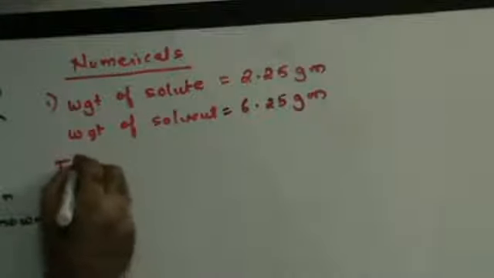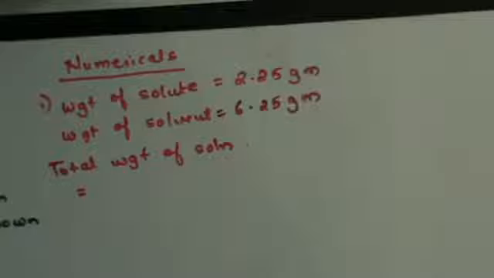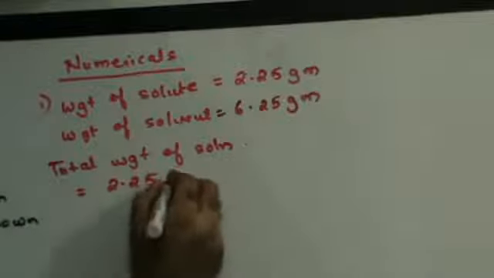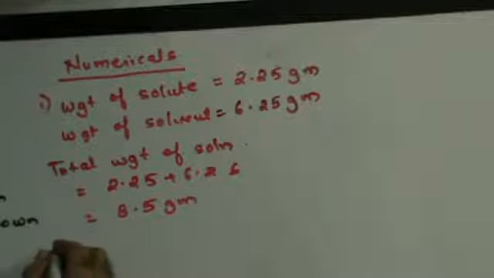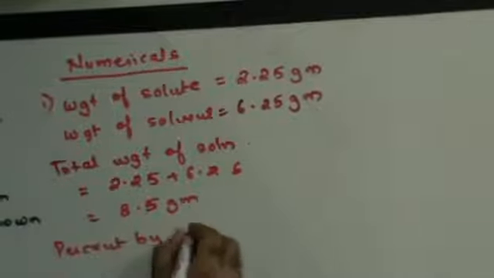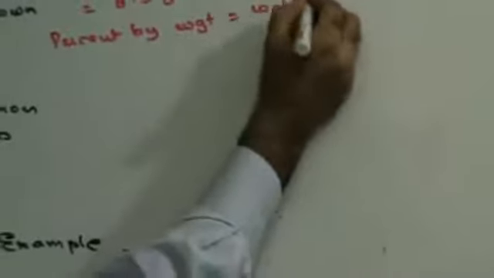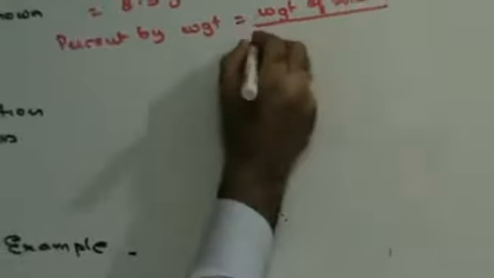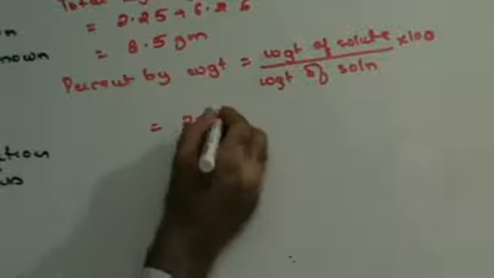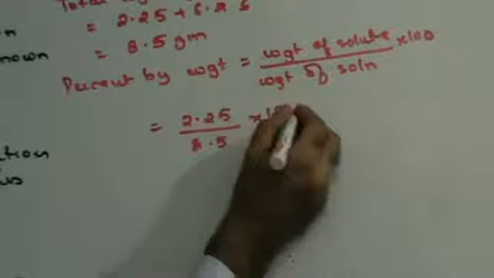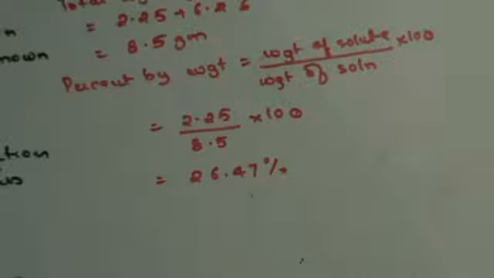Now in that case, what will be my total weight of solution? My weight of solute is 2.25 grams, weight of solvent is 6.25 grams. So the weight of the solution will be 2.25 plus 6.25, which is 8.5 grams. We just said that percent by weight of solute is weight of solute upon weight of solution into 100. That is 2.25 upon 8.5 into 100, which is 26.47%. That's the concentration of this sodium hydroxide solution.